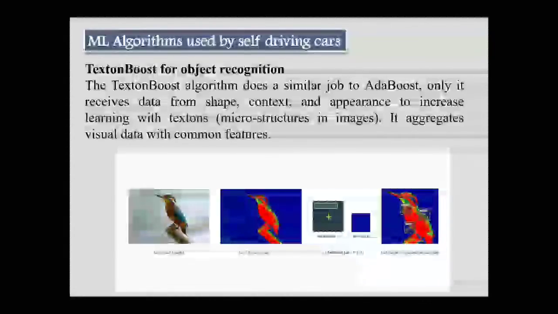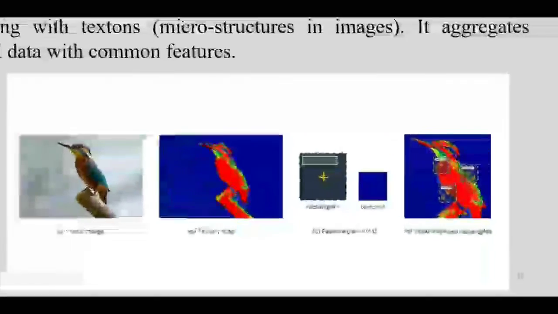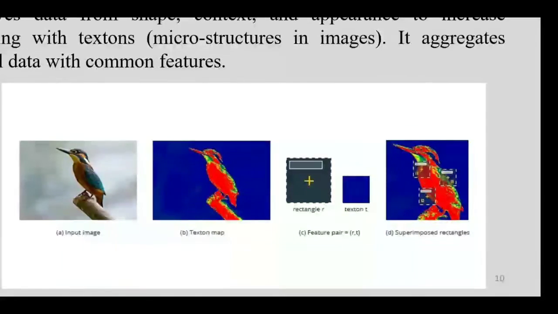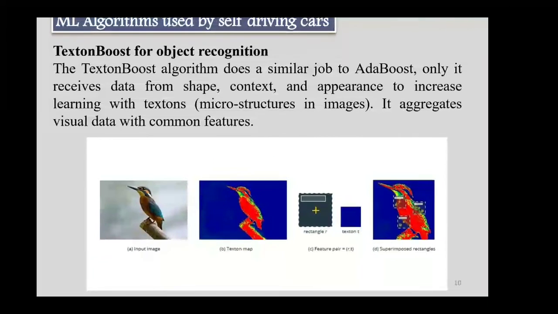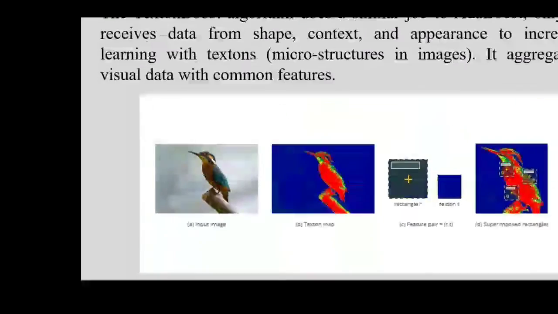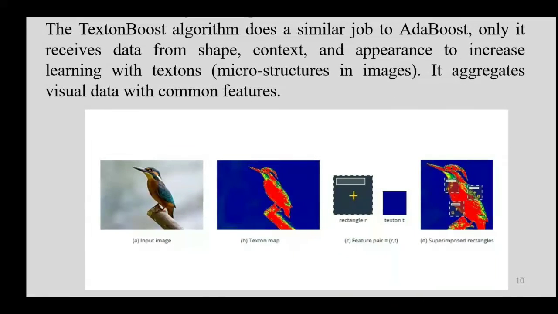The next is TextonBoost for object recognition. Here you can see the input image, then the texton map, and in the third image the feature pair, and in the fourth the superpixel rectangles. The TextonBoost algorithm does a similar job to AdaBoost, only it receives data from shape, context, and appearance to increase learning with textons, that is, microstructures in images. It aggregates visual data with common features.